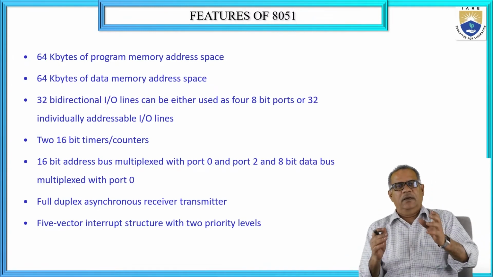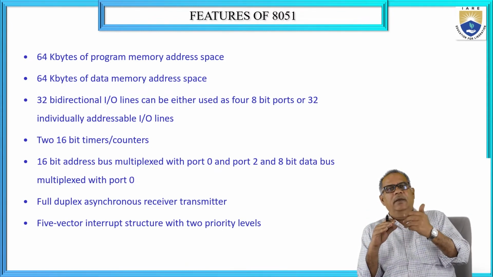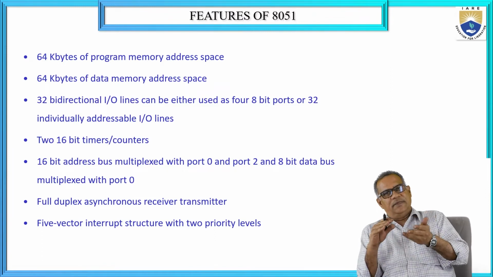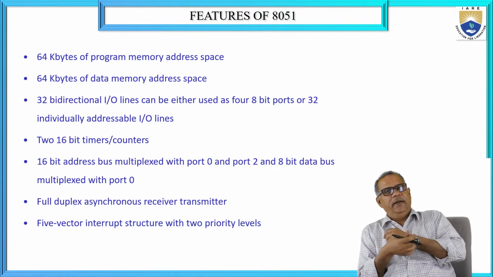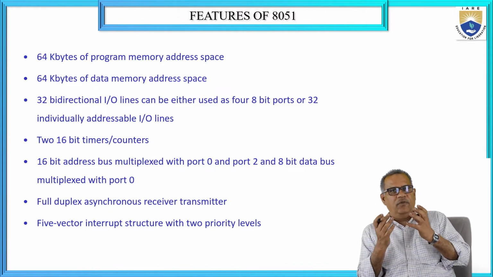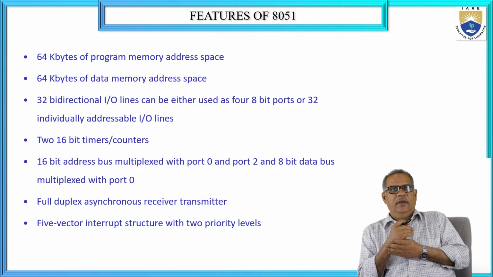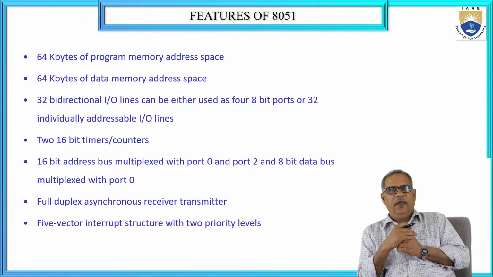That means the internal program memory is 4 kilobytes. In case required, you can interface 64 kilobytes of external program memory, and you can also interface 64 kilobytes of data memory. It has 32 bidirectional I/O lines in the form of four 8-bit ports, and these can be individually addressable I/O lines also. You can individually address these 32 I/O lines.